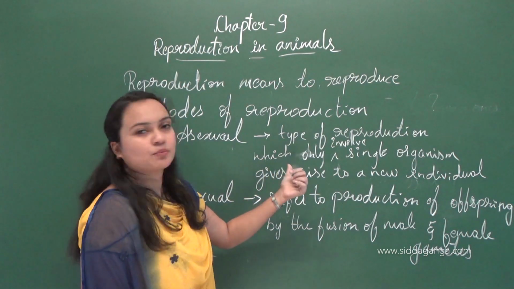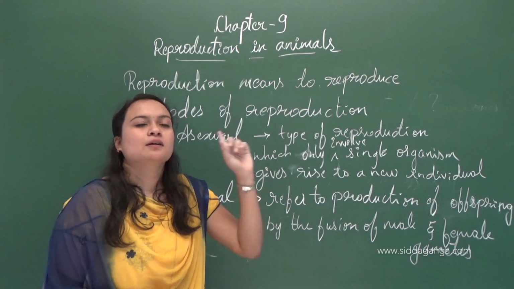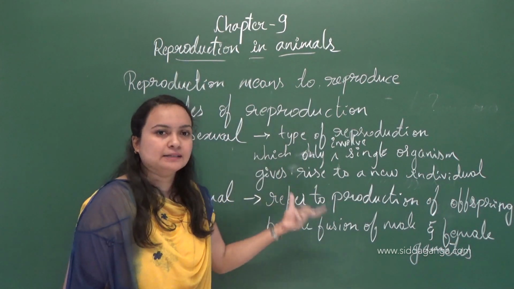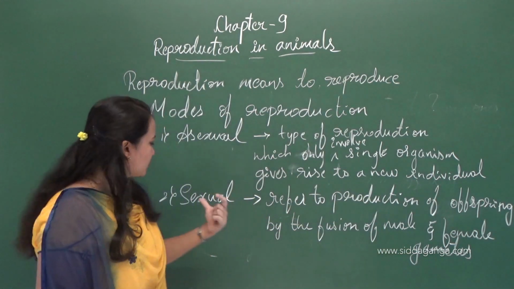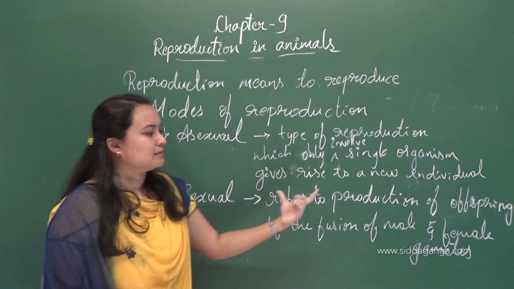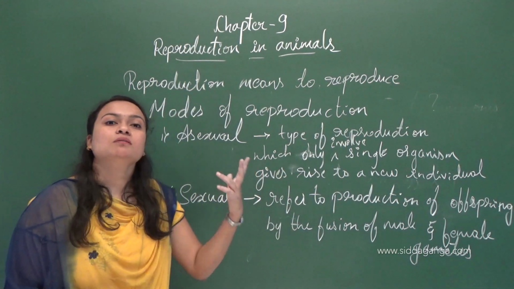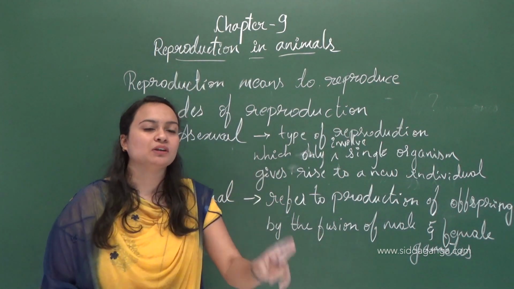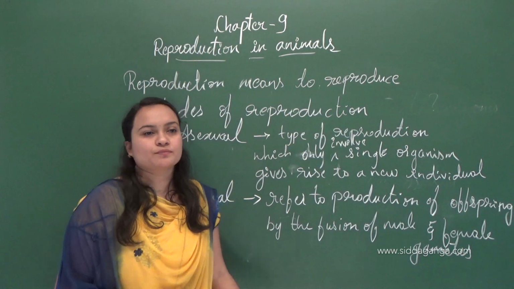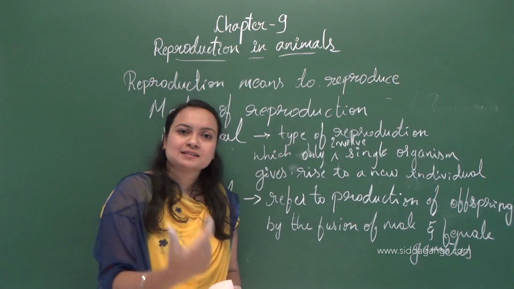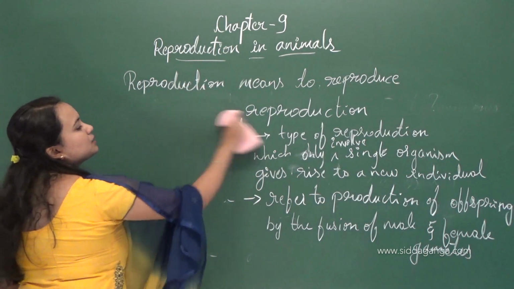Here asexual reproduction means it is a type of reproduction which involves only one parent, and this one parent will give rise to a new individual. Whereas in sexual reproduction this will involve the fusion of male and female gametes. That is, it will involve two parents, male and female parents. By these parents the male and female gametes are produced. So this is the definition. Now let us see the difference between sexual and asexual reproduction.